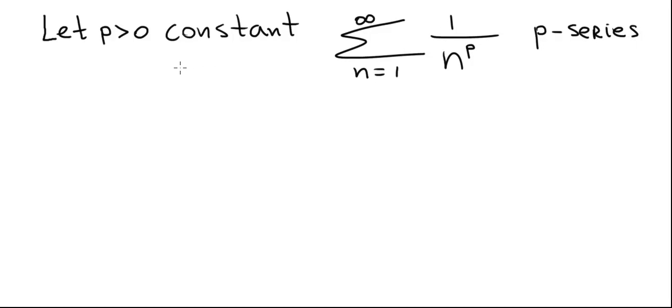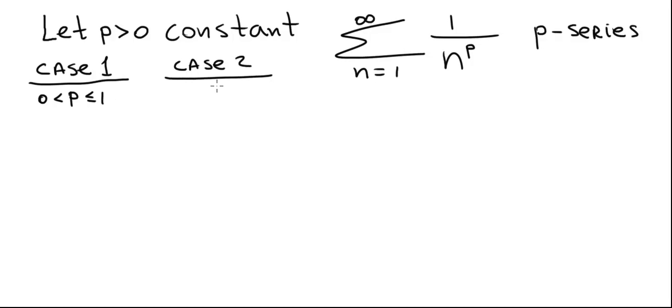We want to know for what values of p will such series converge and for what values of p will such series diverge. So we'll break this up into two cases. Case 1, we consider p greater than 0, less than or equal to 1. And case 2, we'll consider the rest of the possible values of p. P is greater than 1.